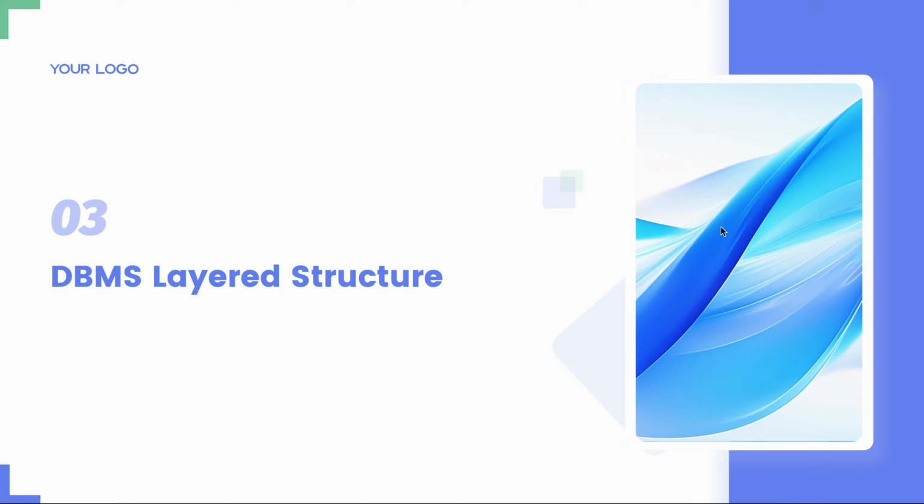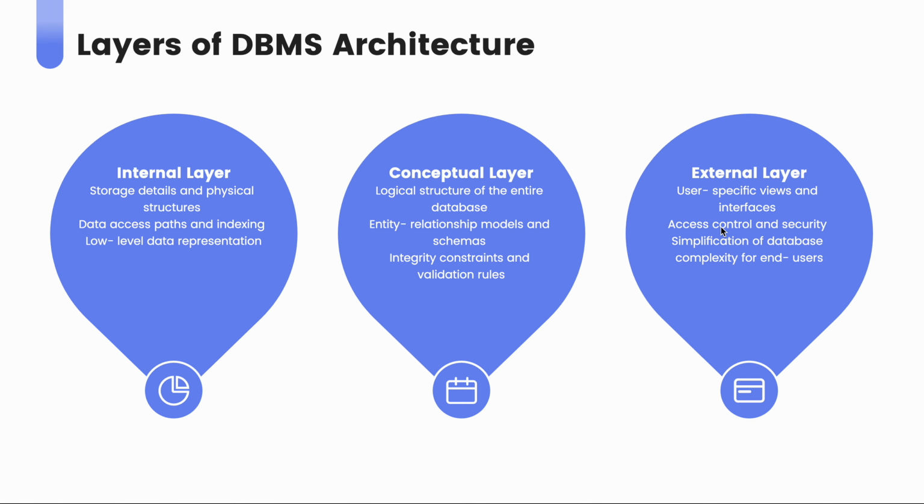DBMS has a three layered architecture. The first one is the internal layer that manages physical storage, the second one is the conceptual layer that focuses on the logical structures of the database management system or DBMS, and the last one is the external layer. It offers user specific views of the data. This structure makes data management scalable and user friendly.